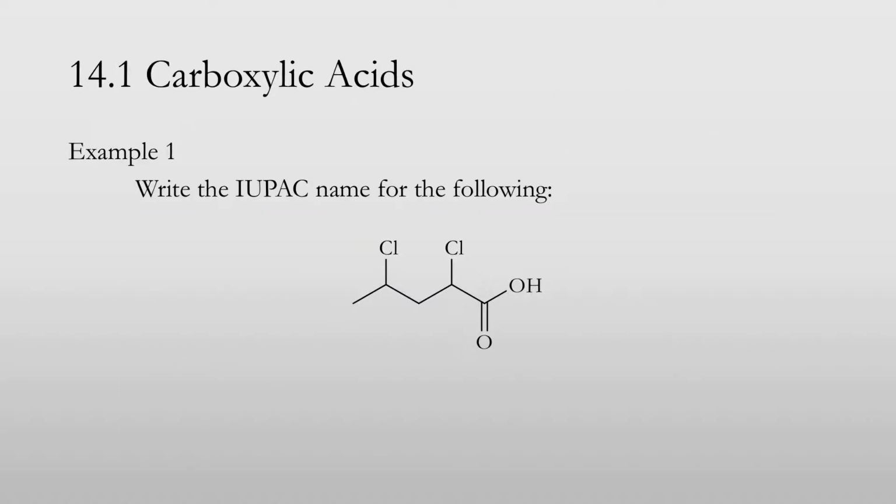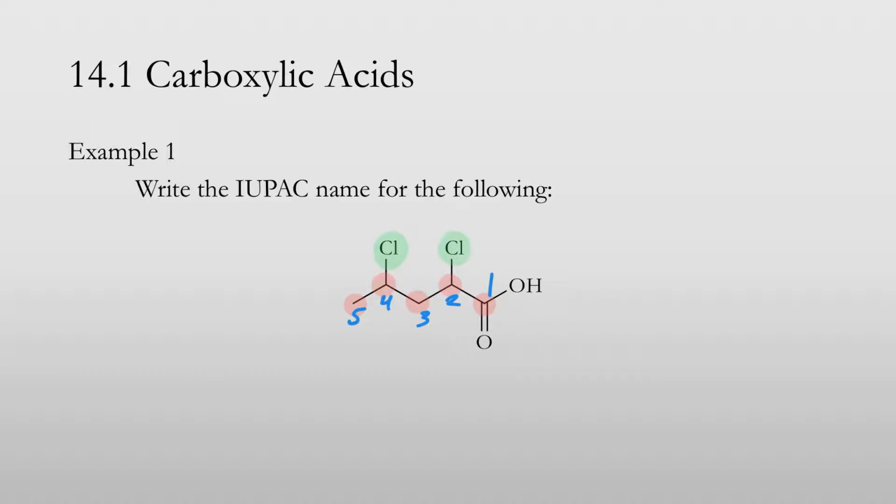Example 1, write the IUPAC name for the following. So what we'll do is first count how many carbons there are. There's 1, 2, 3, 4, 5. Then we'll number the carbons. So we've got 1, 2, 3, 4, 5. The carboxylic acid is the main functional group there, so that's why that's number 1. And then we can see that there are 2 chlorines.